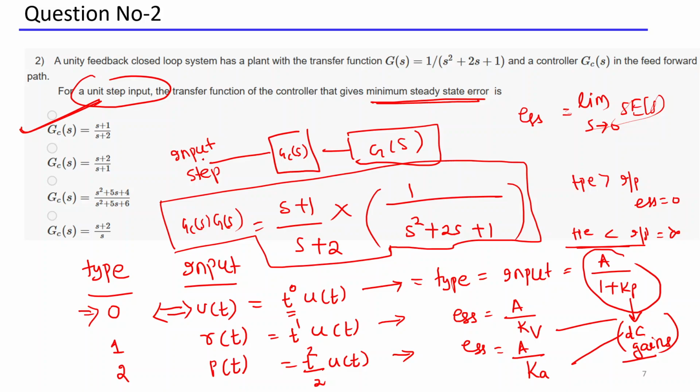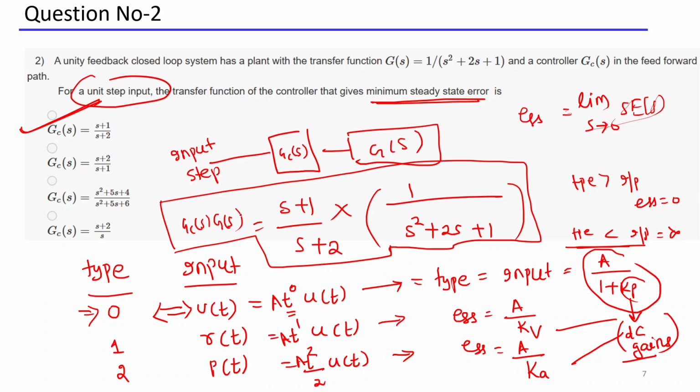So now try to understand: if you have s plus 1 divided by s plus 2, then find out that DC gain. For the DC gain, everywhere just put s equal to 0. If you put s equal to 0, then it will only be 1 by 2, which is 0.5. Okay, 0.5. So if you put 0.5 in place of kp, then a equal to 1, because a is nothing but the coefficient of this unit step input.